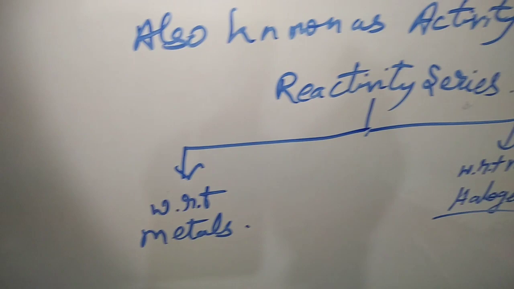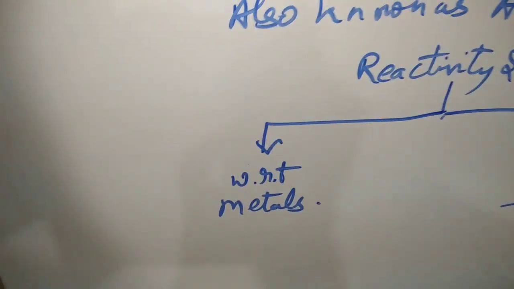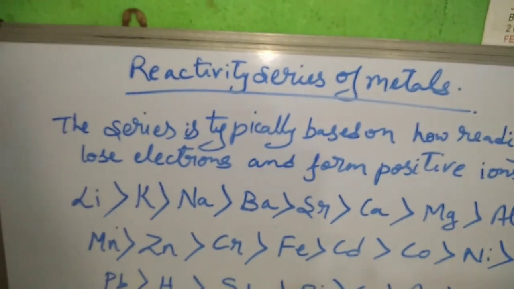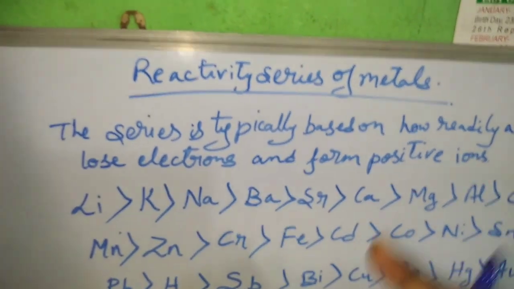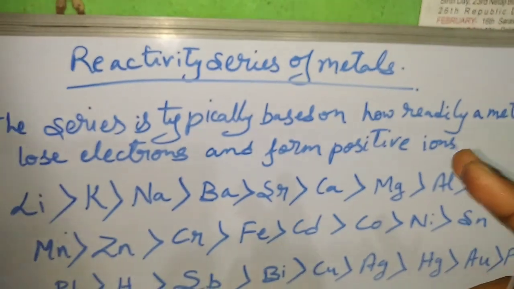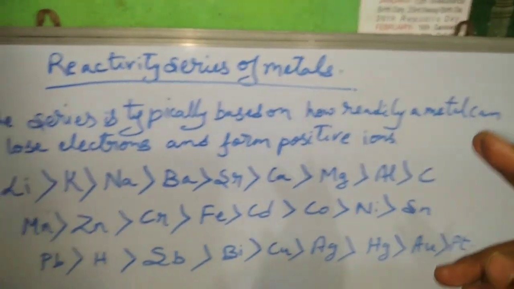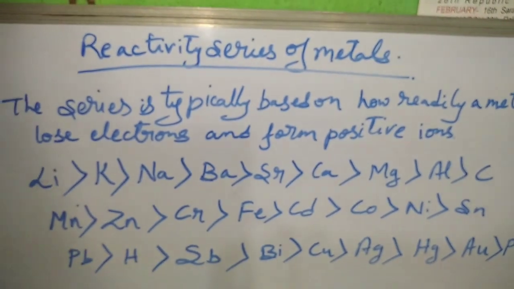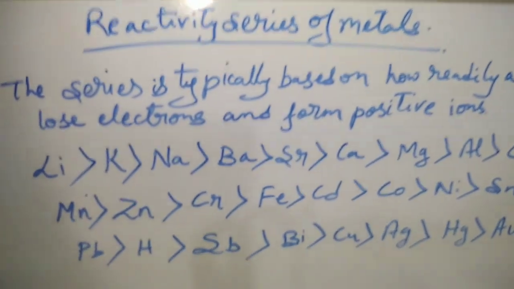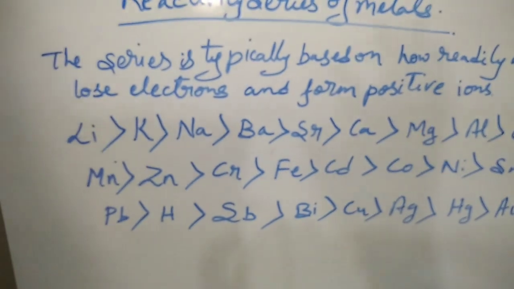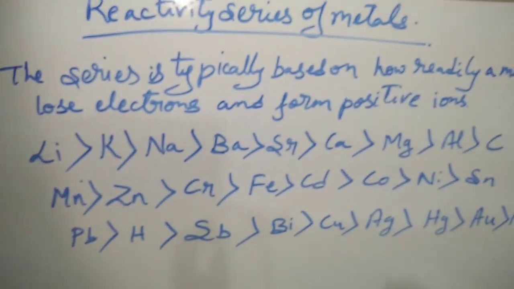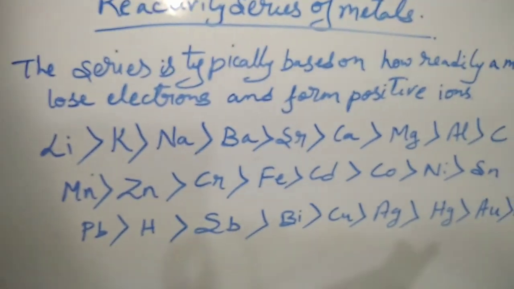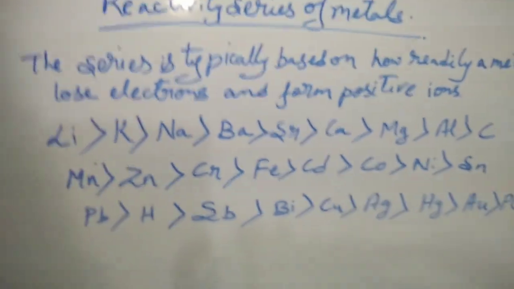Now let's see the reactivity series of metals first. What does it state? It states that the series is typically based on how readily a metal can lose electrons and form positive ions. Okay students, now let's see how the elements are arranged according to their reactivity series. It will go in descending order.